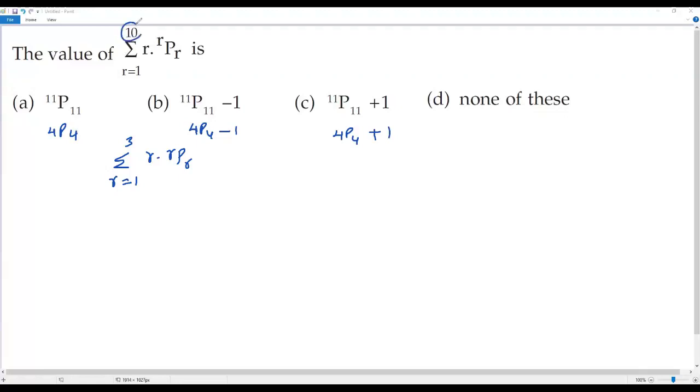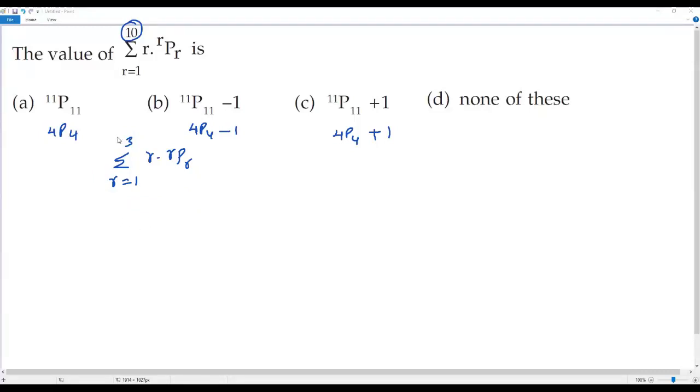Because if the maximum value of r is 10, then we have 10 plus 1, 11P11, in each option. In my case, I took the maximum value of r as 3. Then 3 plus 1 is 4, that is 4P4, 4P4 minus 1, 4P4 plus 1. Now let me evaluate the value of this one. I think I will be able to, because we have only 3 terms.